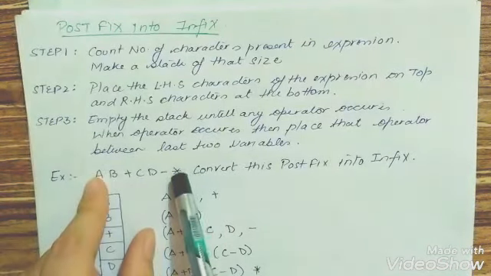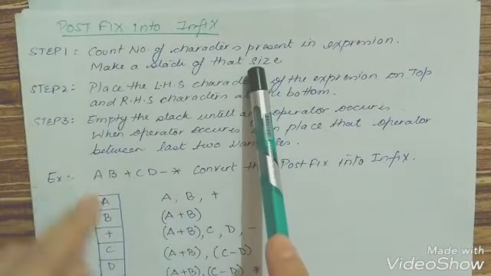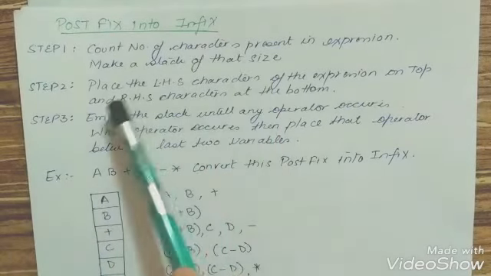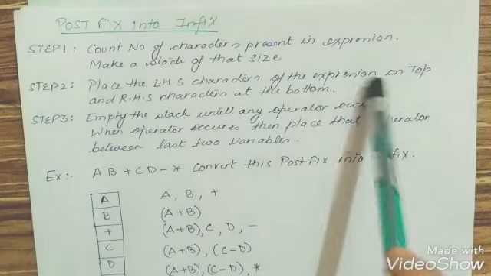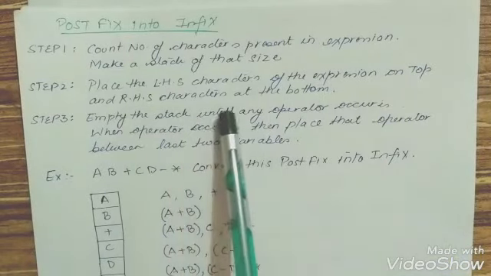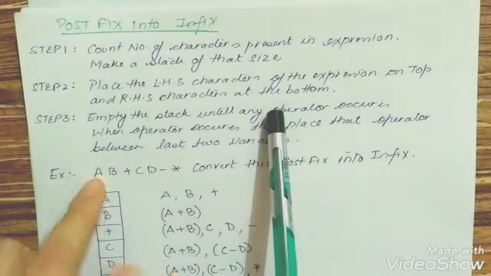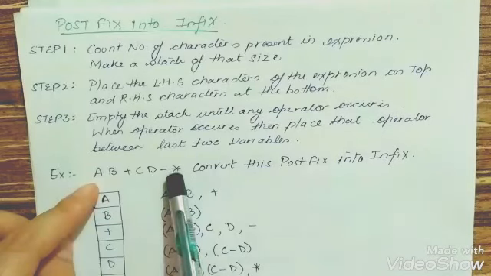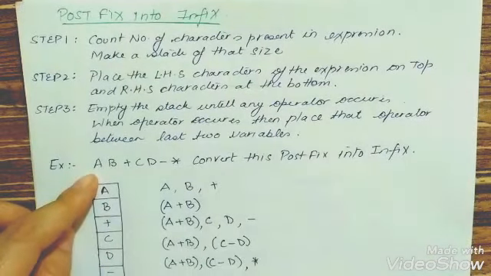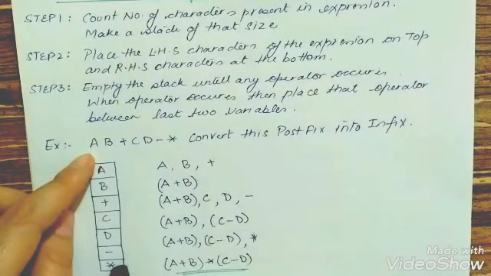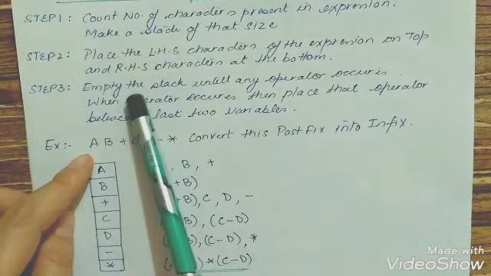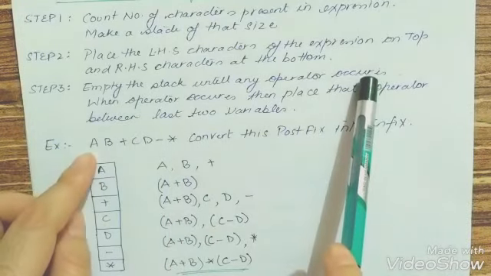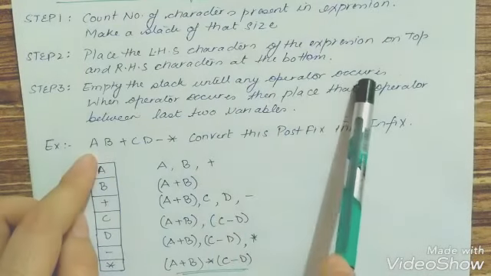elements in this expression. Now make a stack of that size. So we have made a stack of size 7. After that, place the left hand side characters of the expression on top and the right hand side characters at the bottom. So left hand side characters are placed at the top of the stack, and the rightmost are placed at the bottom. As you can see here, we have placed it at the bottom. Now what we will do next is empty the stack until any operator occurs.